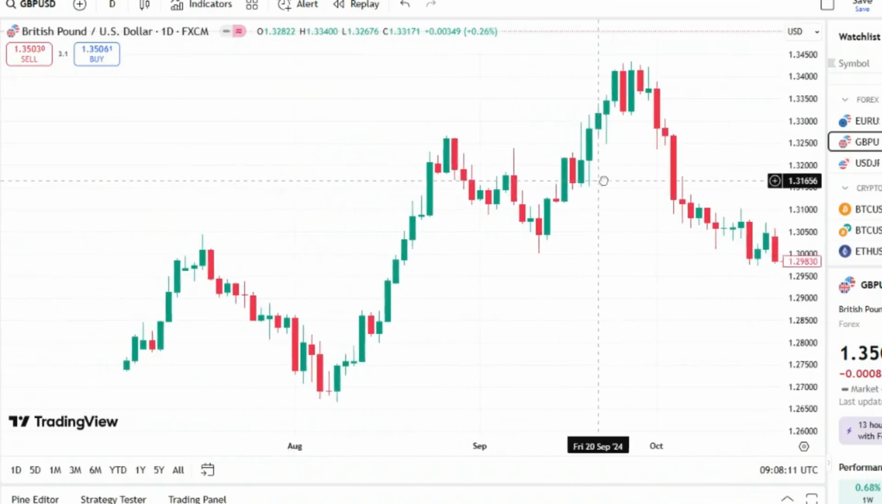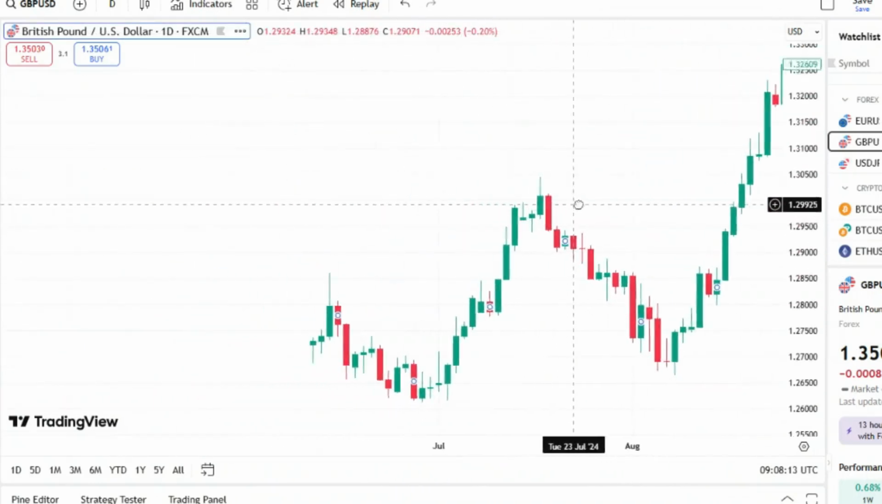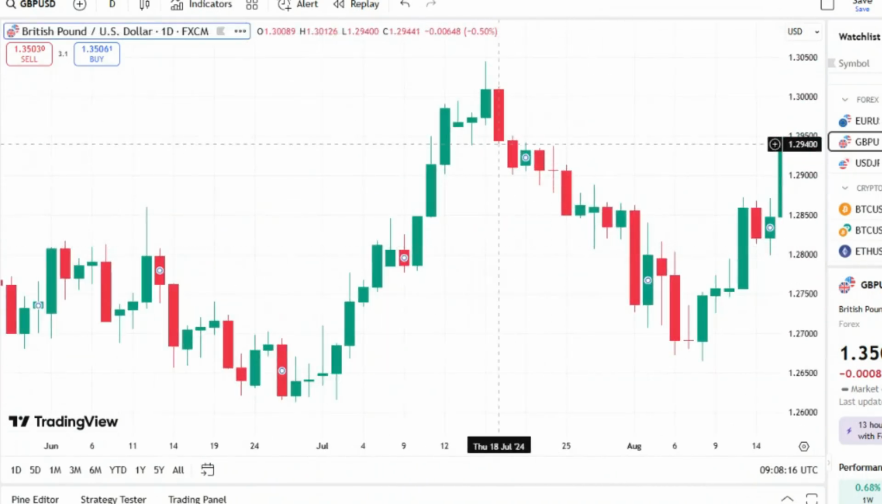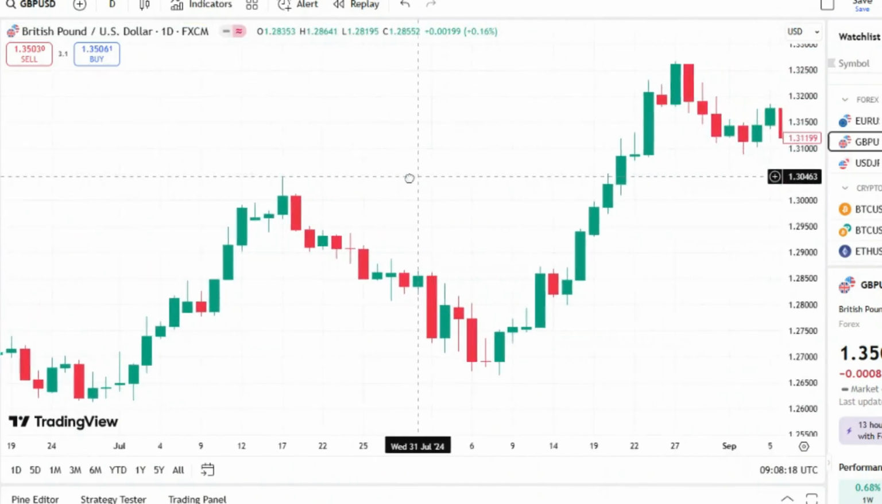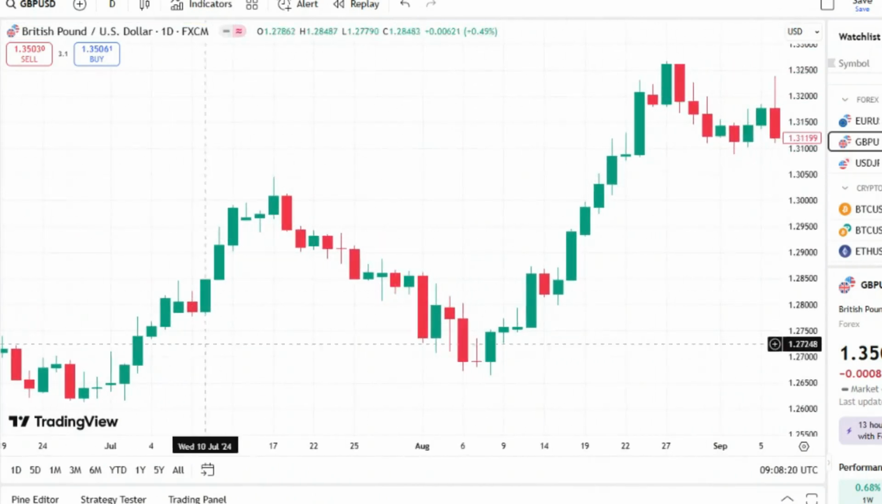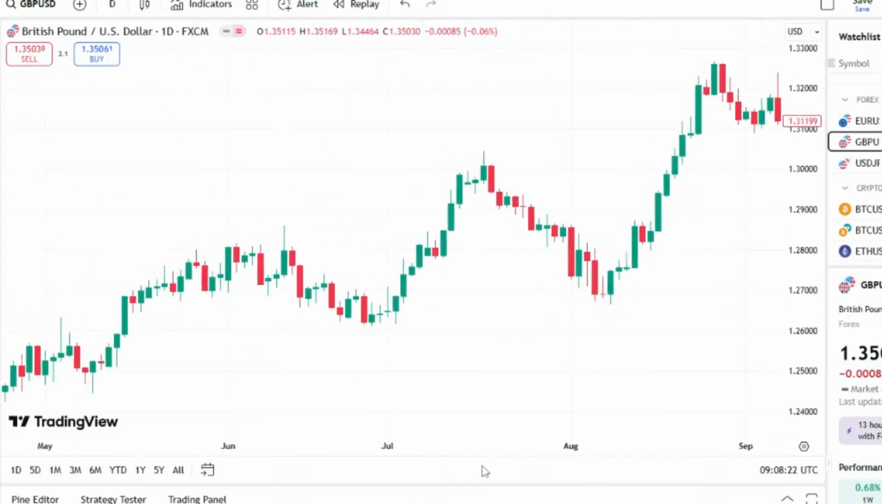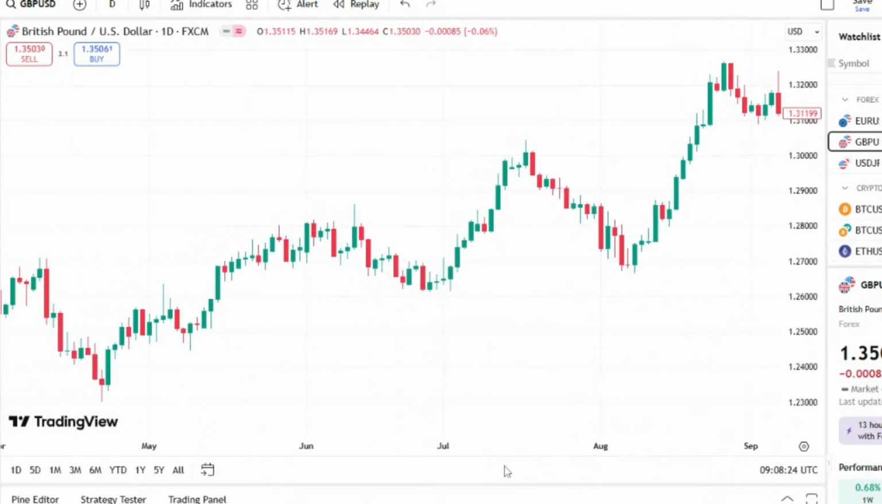Now, if we look at the ATR, it tells us that the average daily range is around 80 pips. That gives us an idea of where to set our stop loss and take profit. By combining these three indicators, we now have a complete trading plan: trend direction, momentum confirmation, and risk management through volatility.